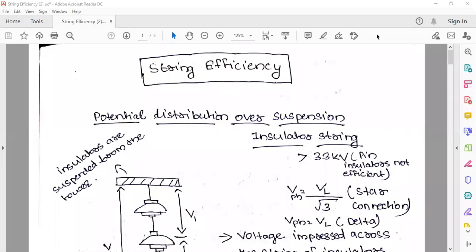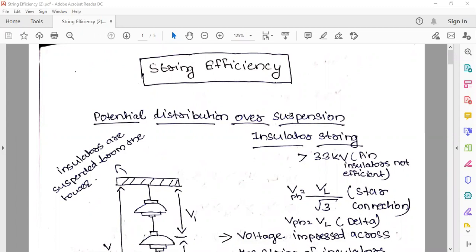Good morning, students. So today we will be dealing with the string efficiency of a suspension insulator. Select insulation type string. So we know that up to 33 kV only we can use a pin insulator, and if it is more than 33 kV, we go for the suspension type insulator.